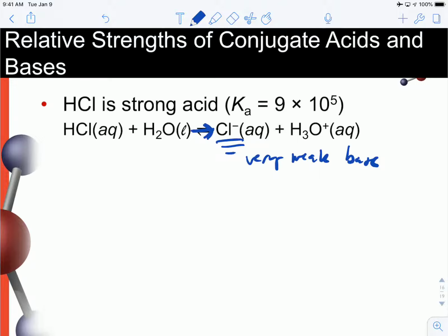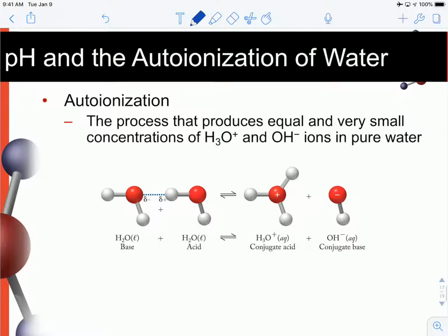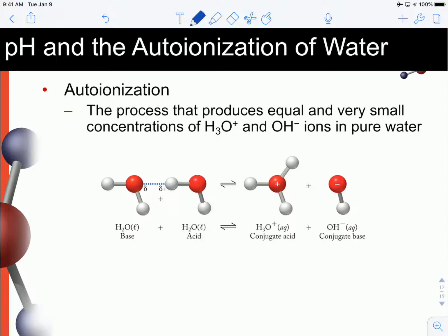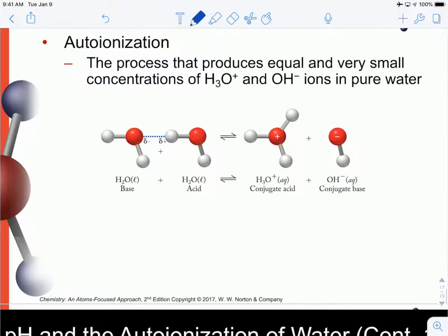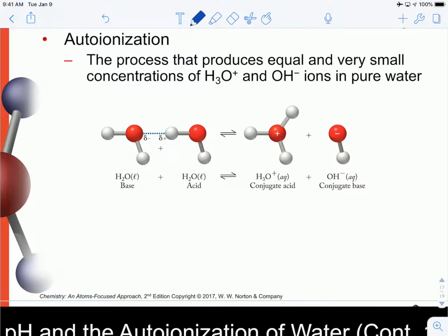Okay, the last thing I'm going to talk about is pH and the autoionization of water. So what's interesting is that water naturally does this, and that is it reacts with itself to form H3O positive and OH negative. So these are normal components of just pure distilled water. Happens to a very small extent.